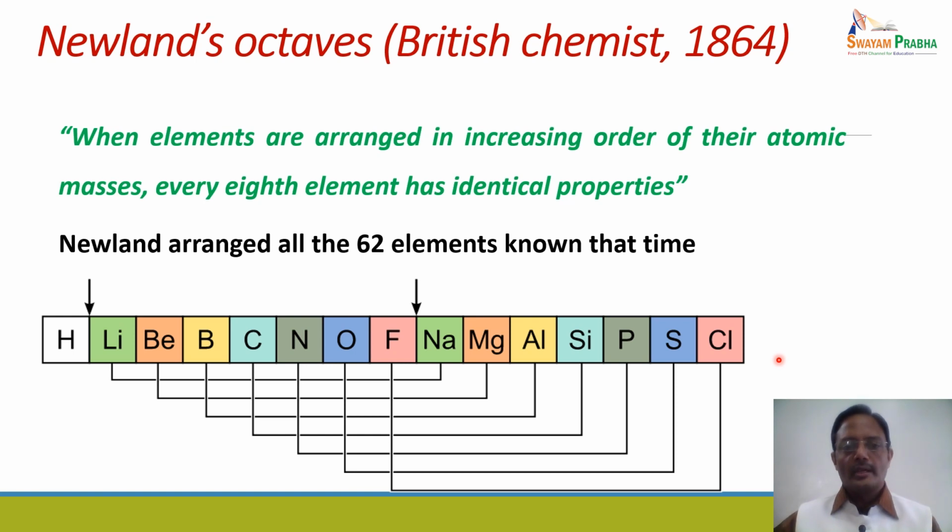So every 8th element was found to have identical properties to the first one. This is what is called octaves, a group of 8 elements, and it was found to be successful over a wider range of elements. However, this further failed with the discovery of new elements.